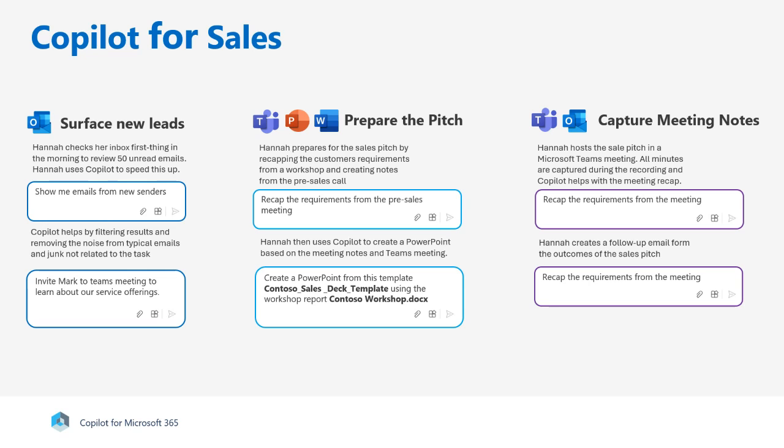The next piece, we've got capturing meeting notes. So again, leveraging Copilot for Teams and Outlook. After hosting maybe a sales pitch in Microsoft Teams, all of the minutes are captured during the recording, and Copilot helps with the meeting recap piece. So you can put some prompt into Copilot for Teams and say, recap the requirements from the meeting. And you'll get a nice list of bullet points, actions, and takeaways to then maybe follow up into a next meeting. So you can create a new follow-up email, and again, use some prompts on there to try and generate those emails to the customers.